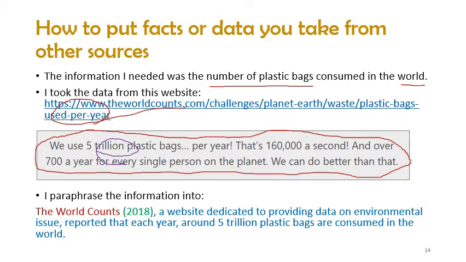So remember to always mention the author, then mention the year in parentheses, and then paraphrase the information. Okay, I hope this is clear enough for you. And I hope that in your introduction, you put at least one data point or one fact. It doesn't have to be a number, but it's a fact that you take from an expert or an organization that knows about the phenomenon that you choose.